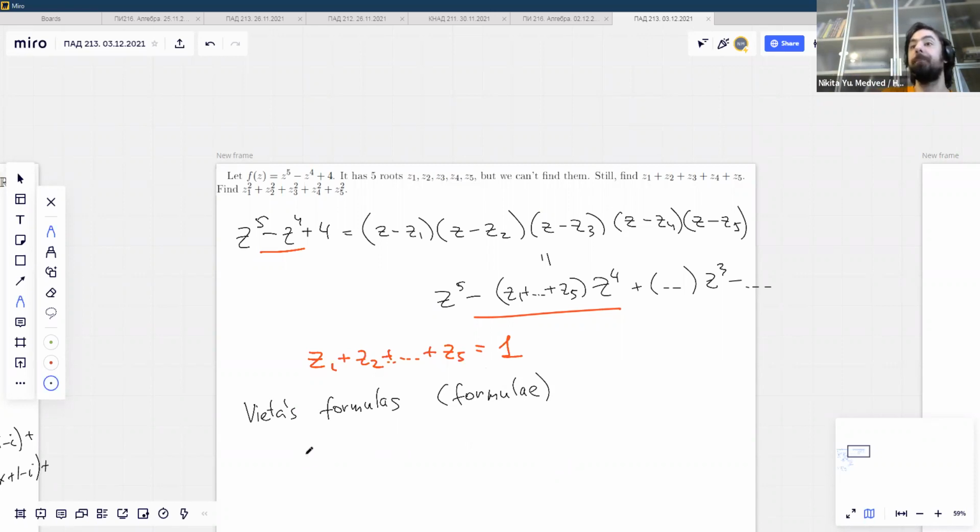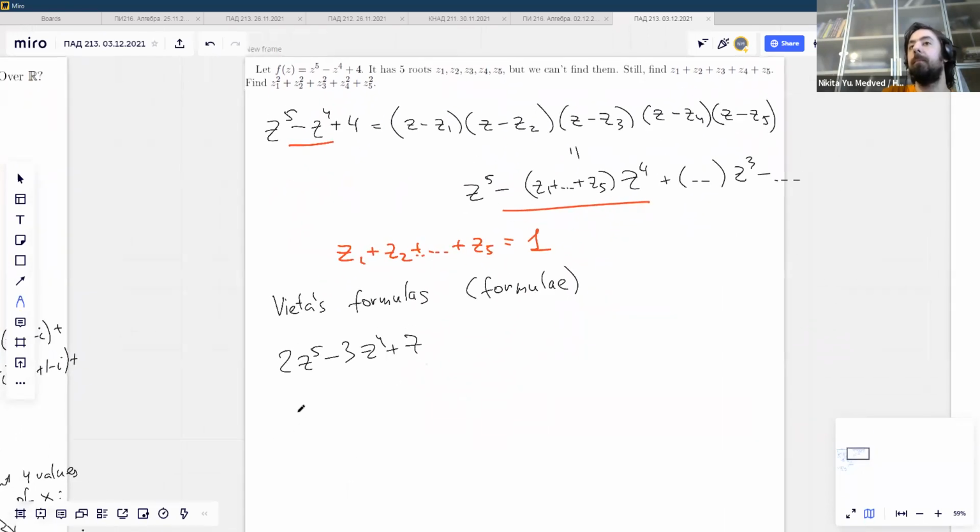Well, what if, for example, I had the following polynomial? What would be the sum?